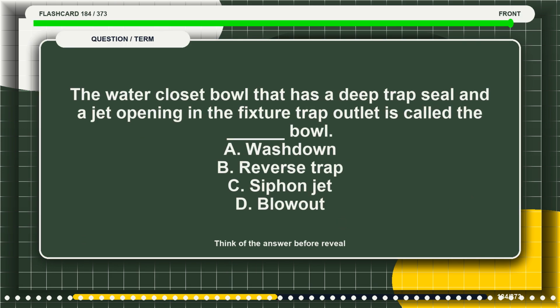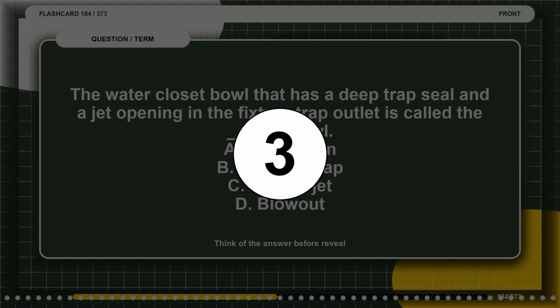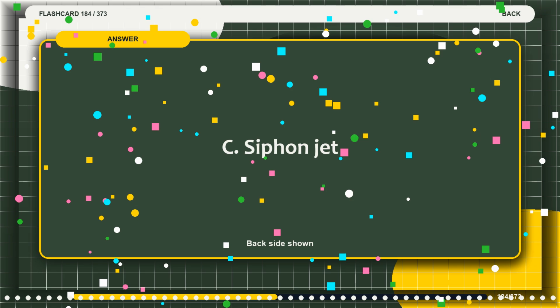Flashcard 184. The water closet bowl that has a deep trap seal and a jet opening in the fixture trap outlet is called the blank bowl. A. Washdown, B. Reverse trap, C. Siphon jet, D. Blowout. Think of the answer before the reveal. The answer is C. Siphon jet.